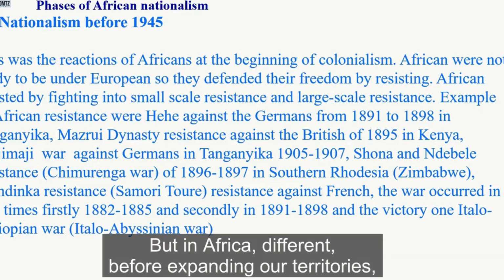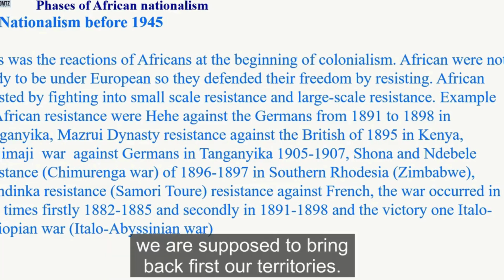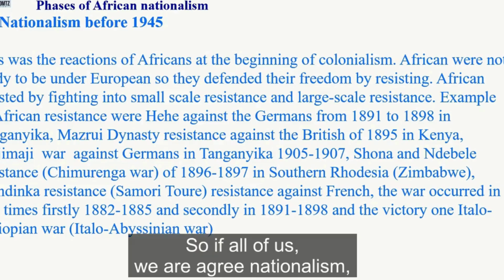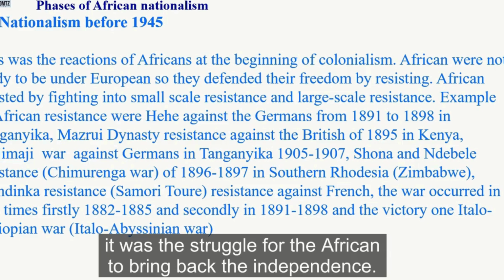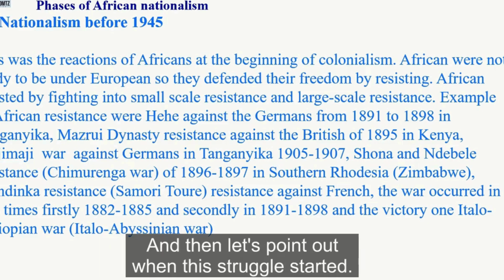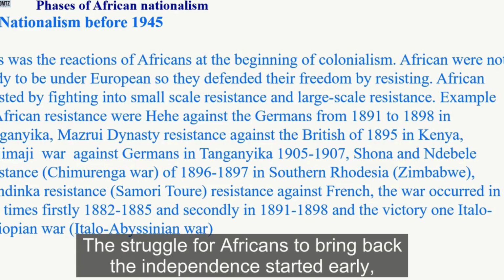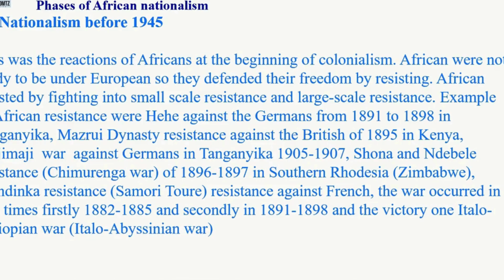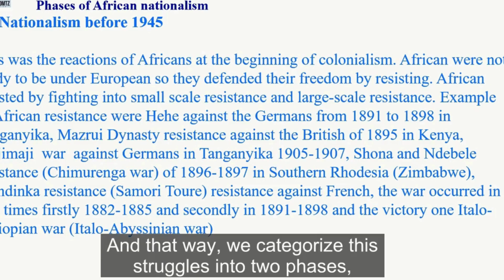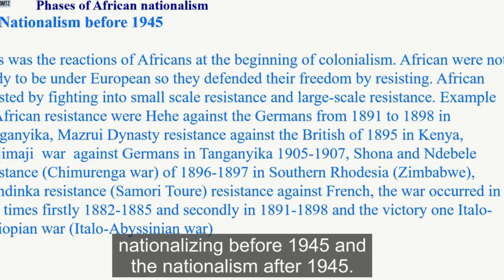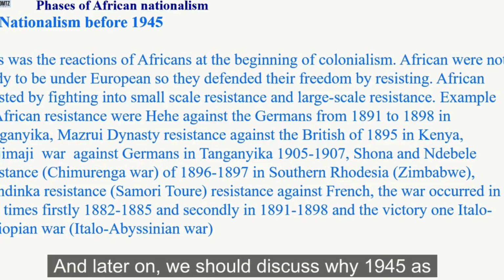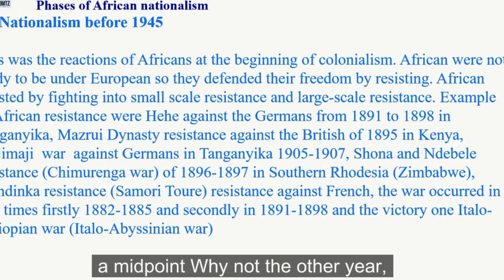But in Africa, it is different. Before expanding our territories, we were supposed to first bring back our territories. That was African nationalism. So, if all of us agree, nationalism was the struggle for Africans to bring back their independence. And then let's point out when this struggle started. The struggle for Africans to bring back their independence started early, at the beginning of the introduction of colonialism. And that way, we categorize these struggles into two phases: nationalism before 1945 and nationalism after 1945.